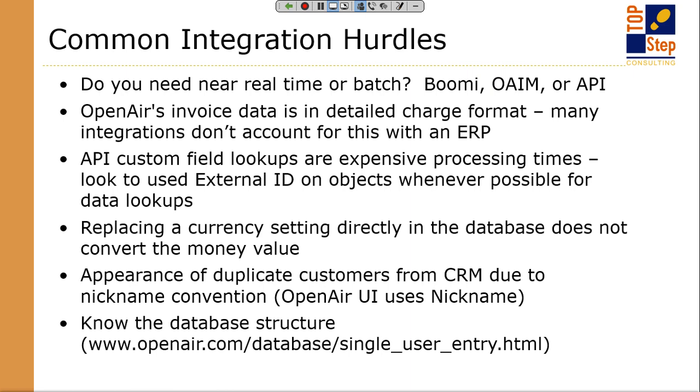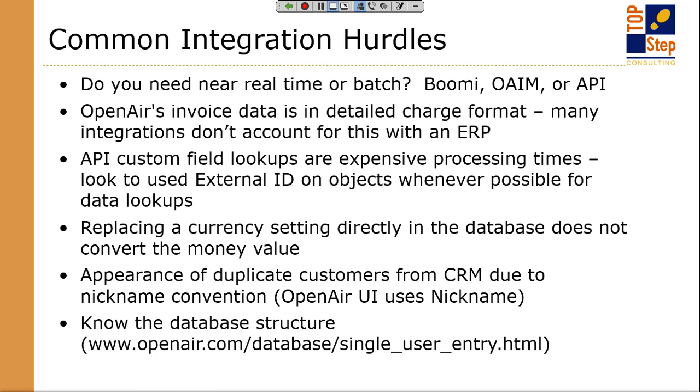API custom field lookups can be pretty slow. If you're familiar with the external ID in OpenAir, you're going to want to use that for most of your lookups. Otherwise, you're going to end up with performance issues and possibly timeout issues.